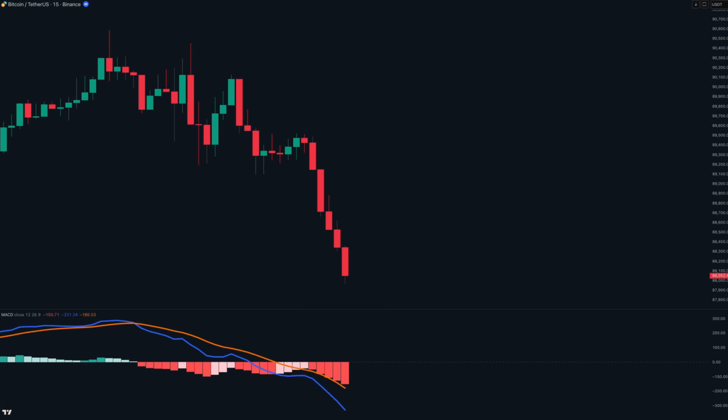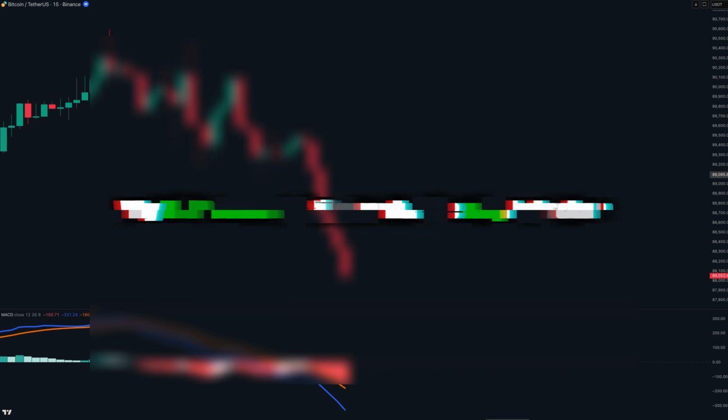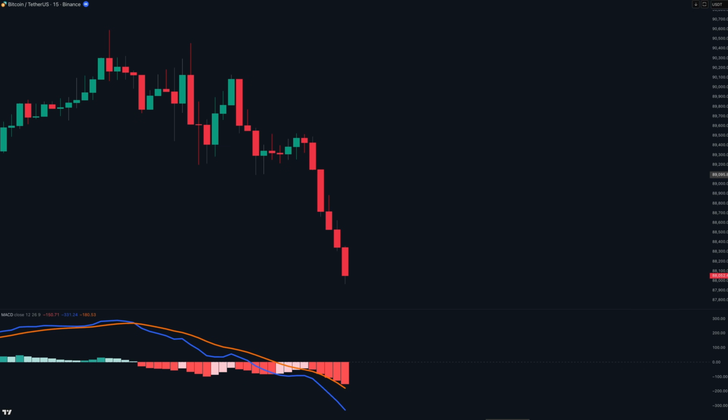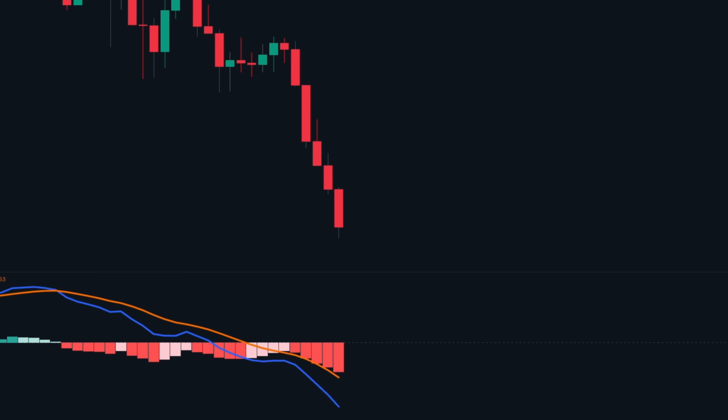Alright, thing number 1. Why MACD crossovers fail even when the setup looks clean. Let me show you a chart. See here. Market is in a classic downtrend. Price is dropping. Now look at MACD. Both lines are below 0. The signal line is below the MACD line. Histogram is red. Everything looks bearish.